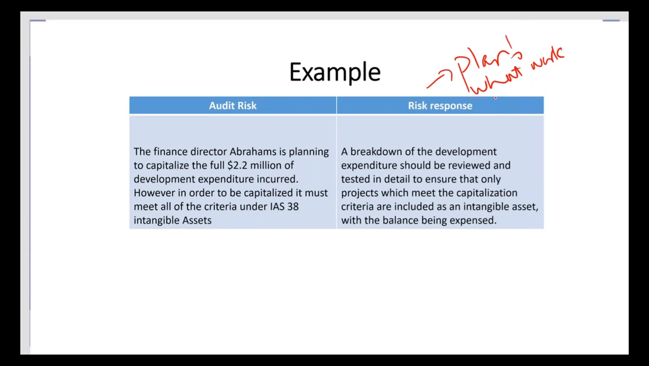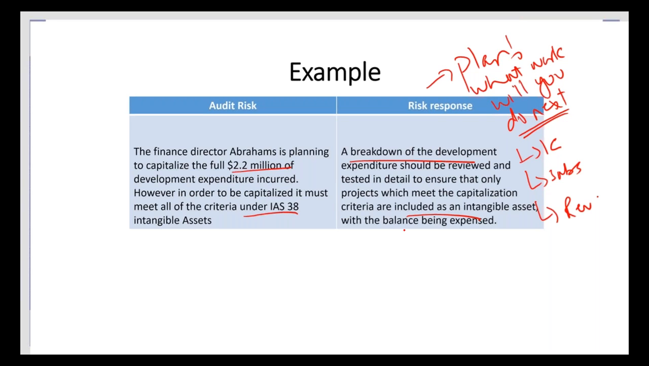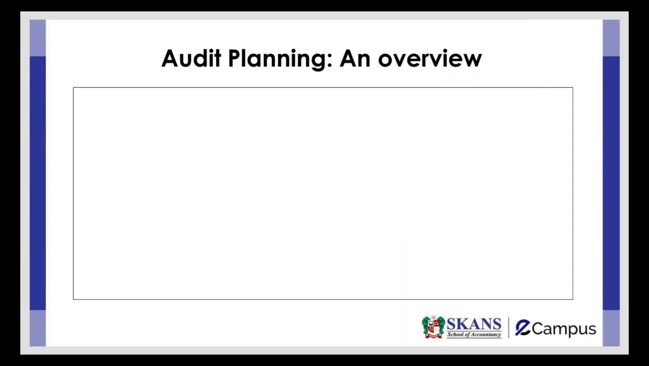What work will you do next? Will that be something from the control stage? Will that be a procedure from the substantive stage? Will that be something from the review stage? So your responses will come from the remaining three stages. For example, the risk was that development expenditure might not meet the criteria. The response is I'll get the breakdown and I'll confirm whether it meets the capitalization criteria or not. So responses are not very difficult, guys.